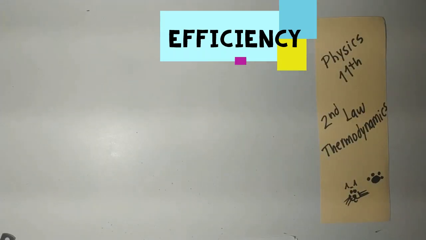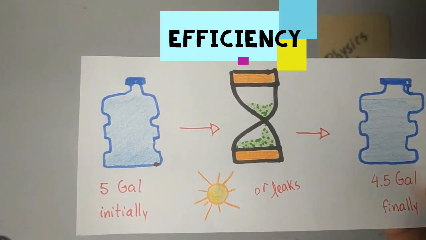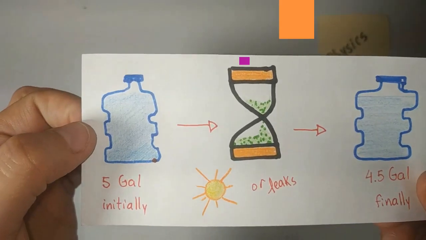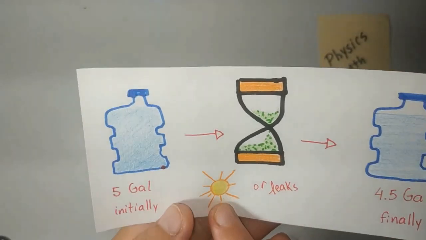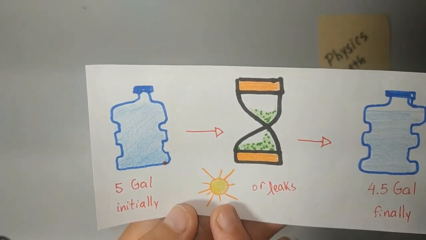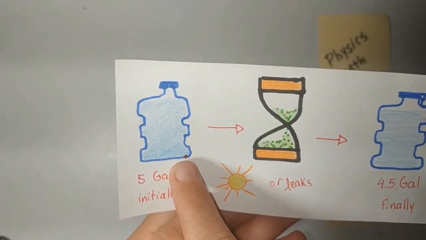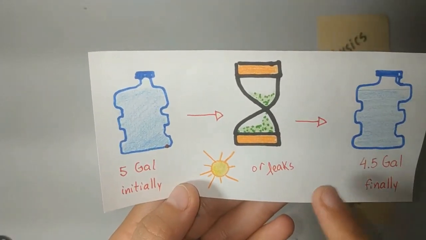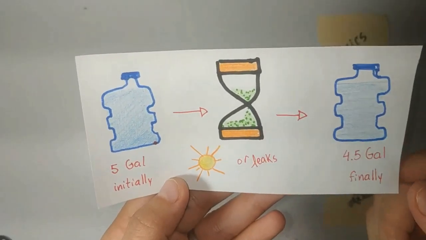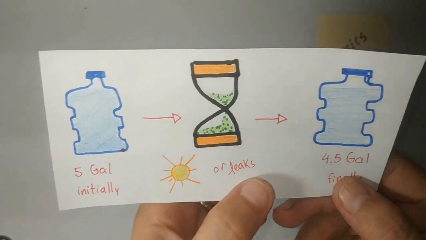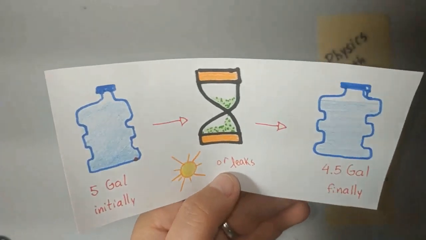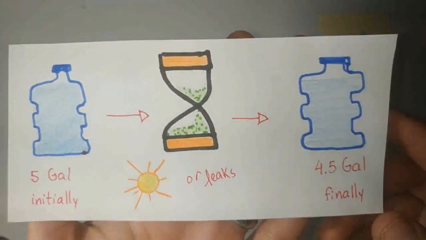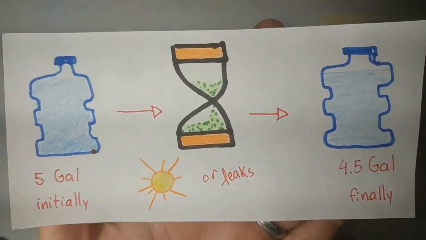Imagine that we are in our house and we buy water. Now, after a certain time, and imagine that we are in summer here, or that this container has a leak. After this amount of time, the initial 5 gallons will turn into 4.5 gallons. Why is that? That is because the efficiency cannot be 100%.